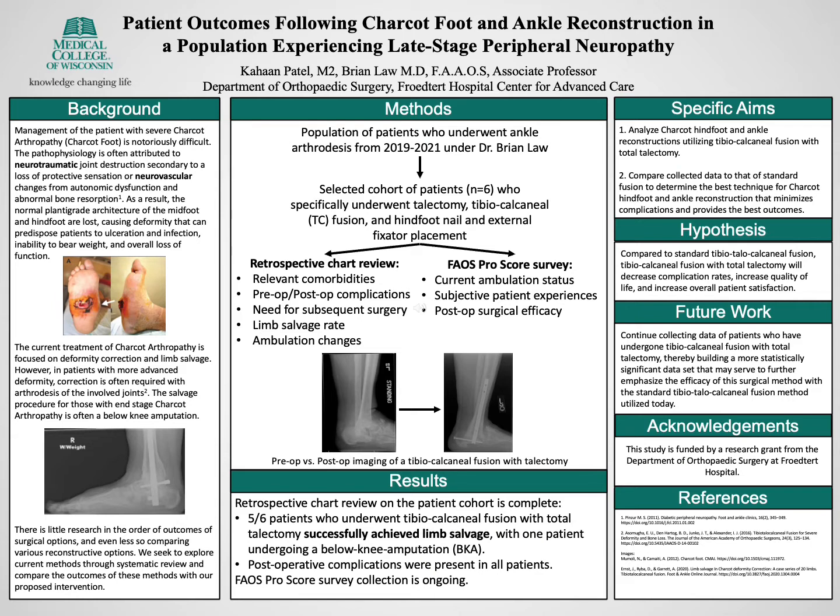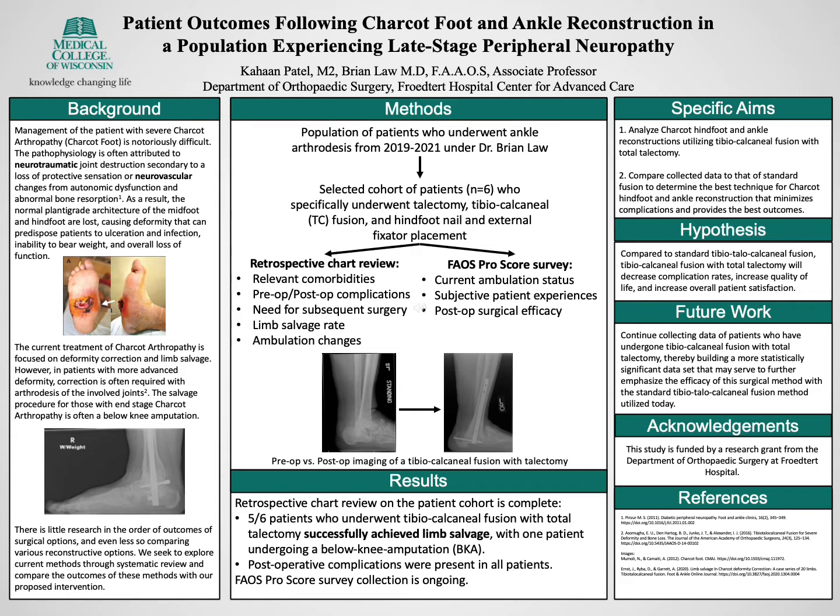Retrospective chart review was used to identify patients and rates of complication including recurrent ulceration, progression of deformity, and need for revision surgery. Additionally, patients were contacted to obtain subjective data including functional outcome scores, pain scales, and overall satisfaction scores. This data will then be compared to that of standard fusion to determine the best technique for Charcot foot, hindfoot, and ankle reconstruction that minimizes complications and provides the best outcomes. Patient satisfaction is the main purpose of reconstruction. Therefore, this research will serve to find the best technique for deformity correction and limb salvage.